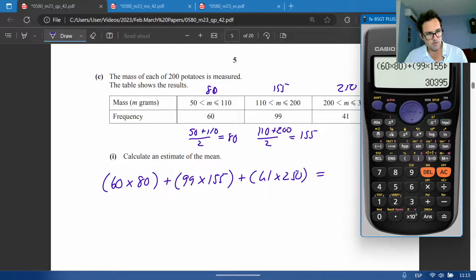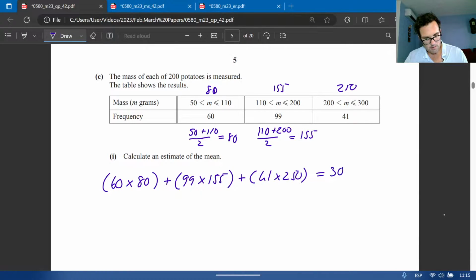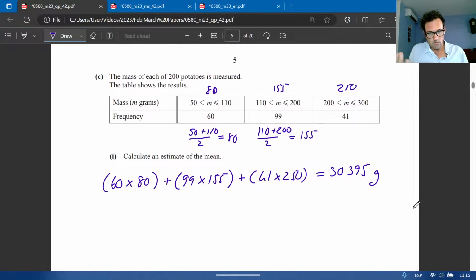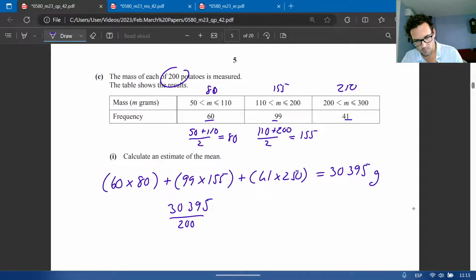So 30,395 grams. More than 30 kilograms of potatoes. That's how much we estimate all those potatoes weigh. We don't know exactly. So what is the mean weight of one potato? Well, we need to take that 30,395 and divide. How many potatoes do we have? We could add up these 60, 99, 41, but that will just give us 200. They've already given it to us.